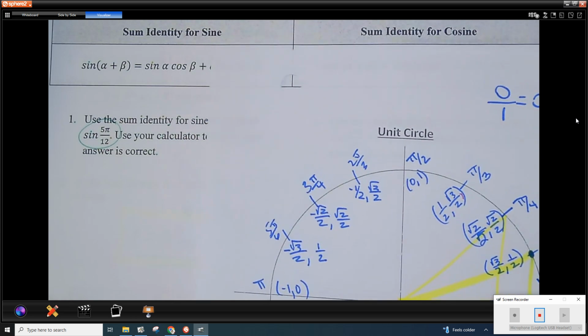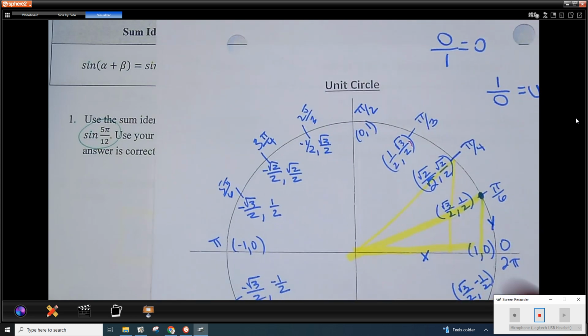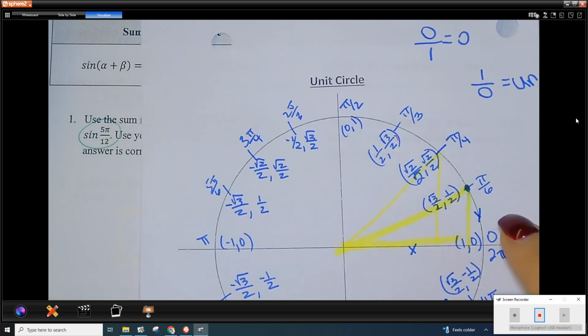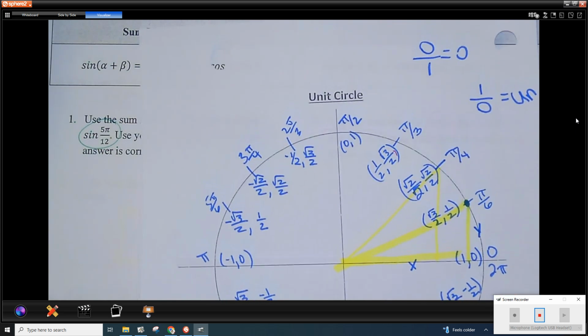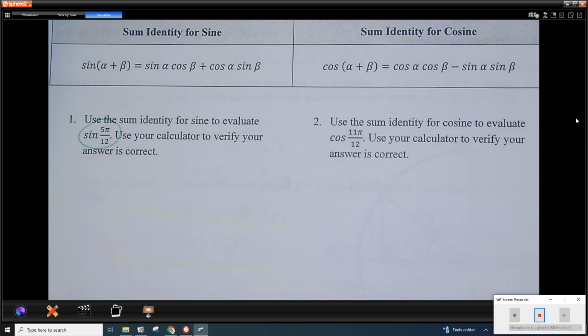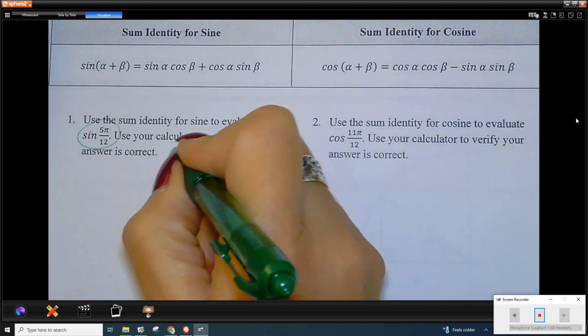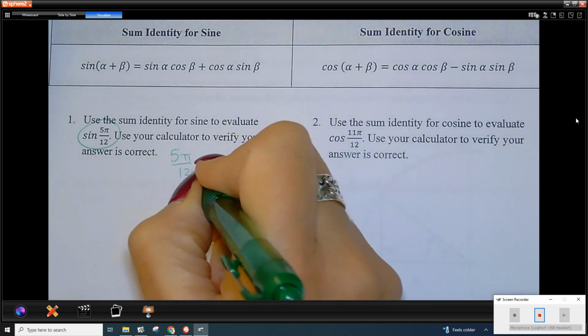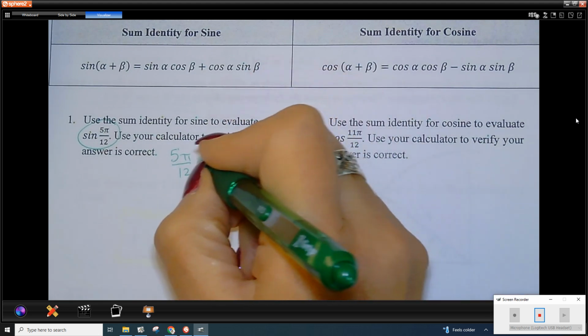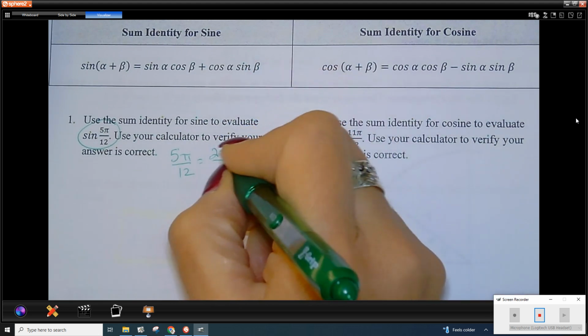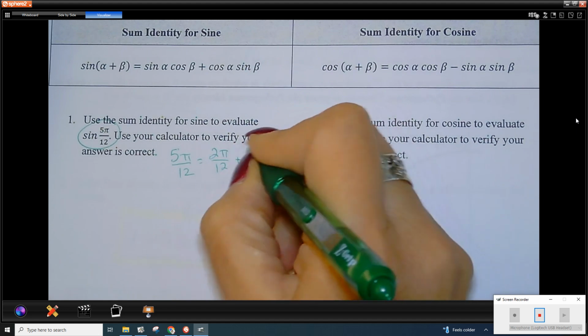12. So 12, all these numbers go into 12. So let's just break it up and see which ones we get, right? We have to divide by 3, divide by 4, divide by 6, divide by 2. They're all divisible by 12, into 12. So 5 pi over 12, we could think of that as 2 pi over 12 plus 3 pi over 12.